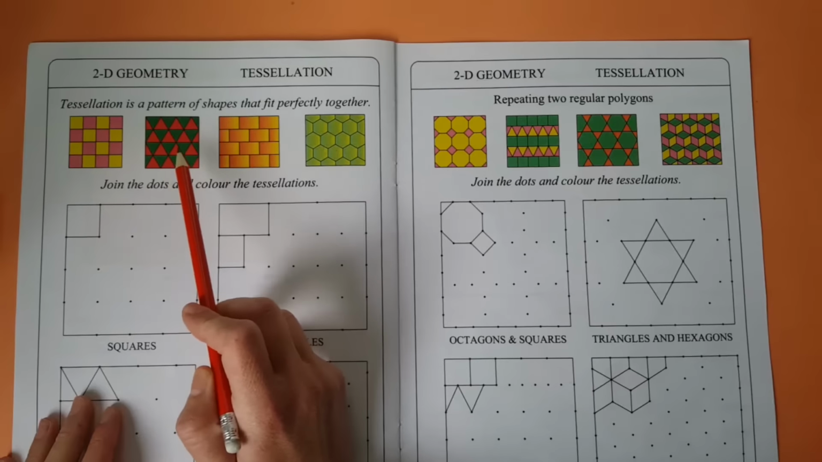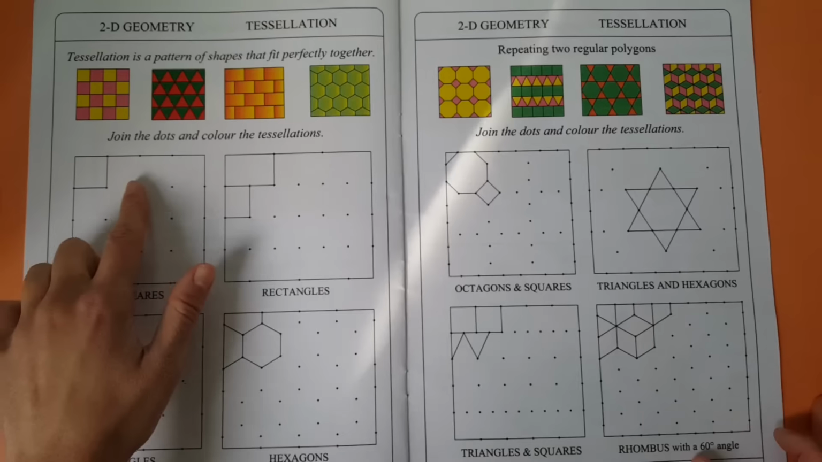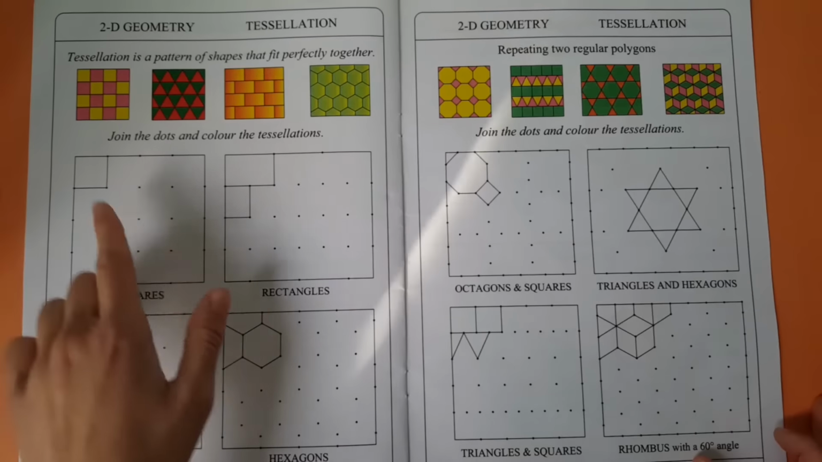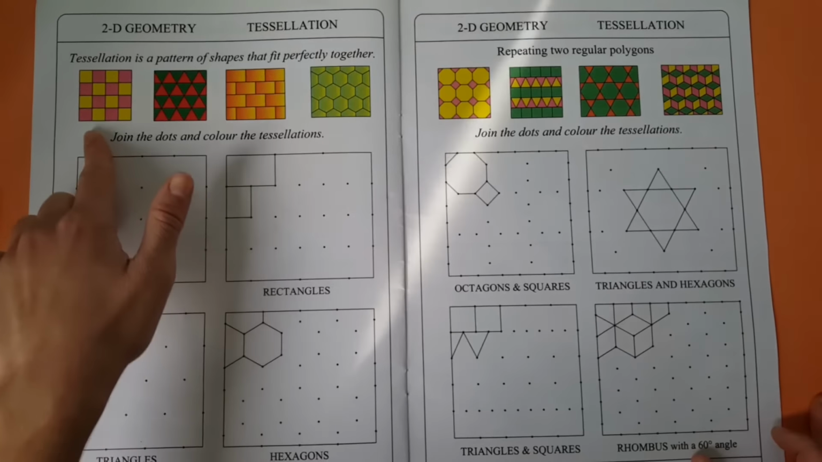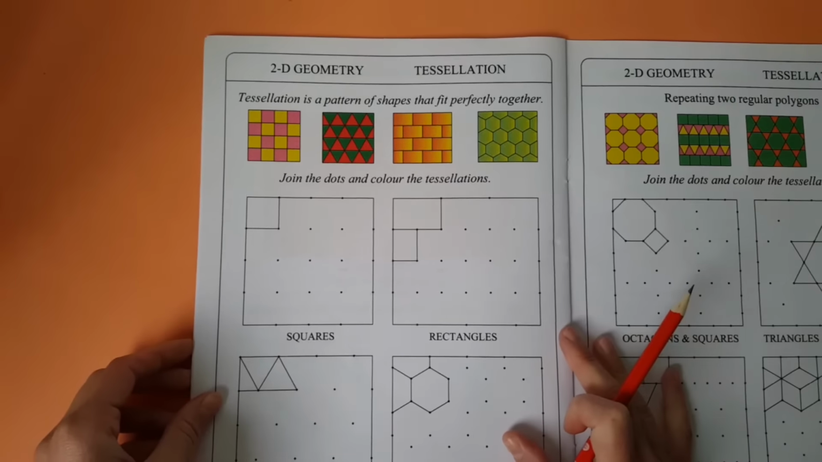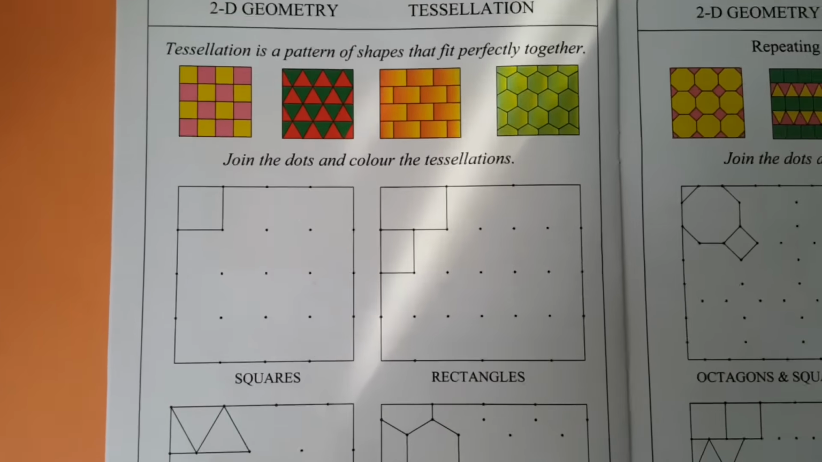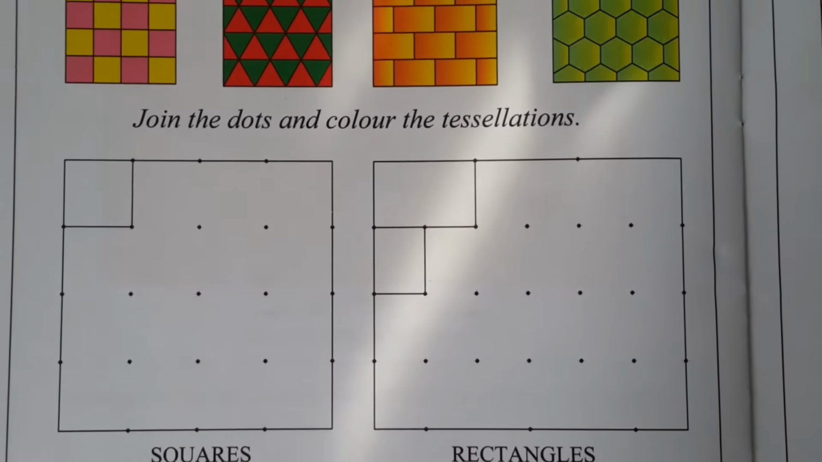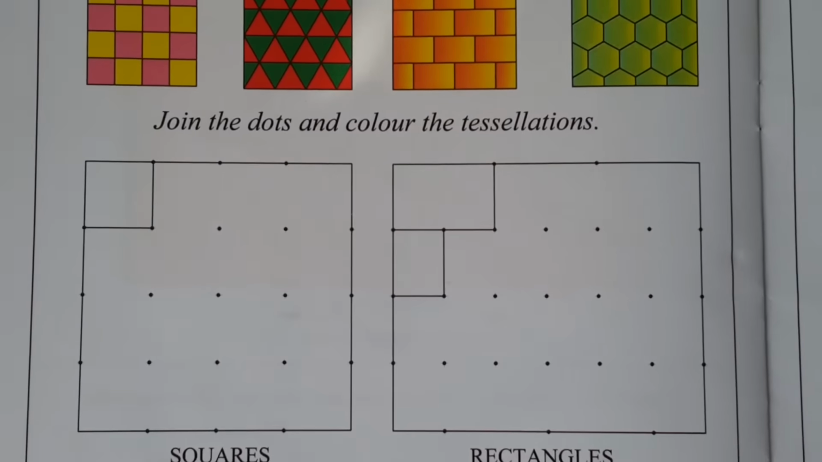Now let's start with the first example, which is a square tessellation. The dots are there to help us draw the square tessellation. Now up here we have our answer, our point of reference, so you would know how our tessellation should end up looking like. So let's zoom in and let's start completing our square tessellation.